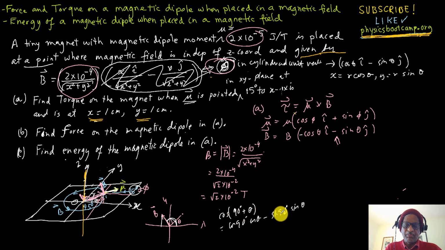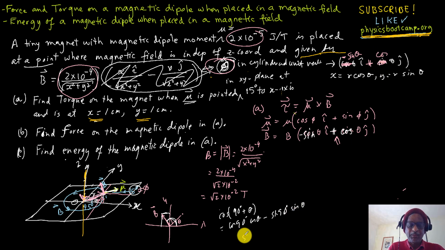So this is minus sine theta i hat plus cosine theta j hat, right? Yeah, so I had made a mistake over here. I just realized this should be minus sine theta i hat plus cosine theta j hat.